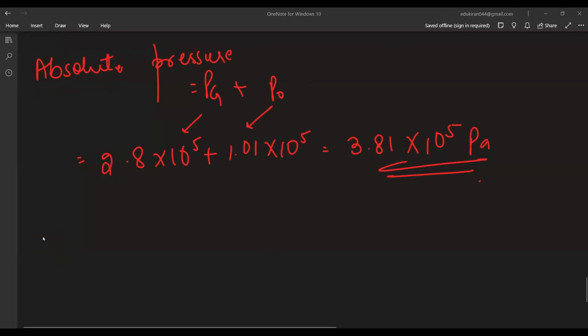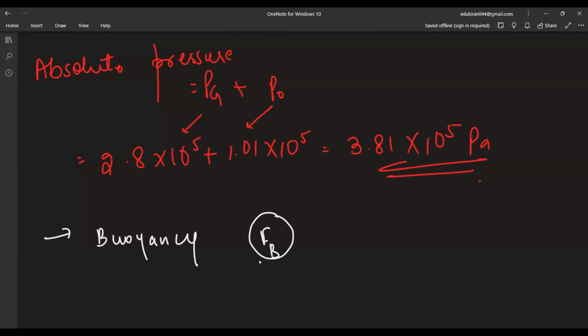Okay, now the next concept that we have under hydrostatics is the concept of buoyancy. What do you understand by the term buoyancy? A buoyant force is the force that acts through the center of gravity of the displaced fluid, which is known as the buoyancy. The upward force which is acting on your system is known as buoyant force, and the phenomenon is known as buoyancy.